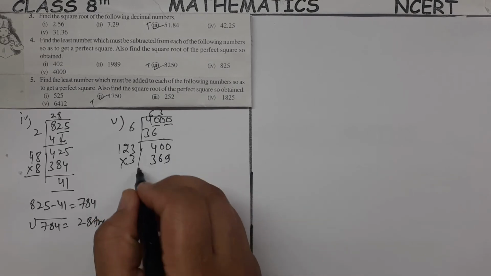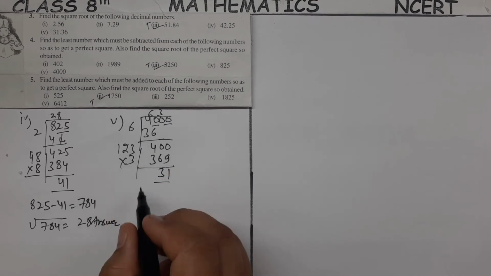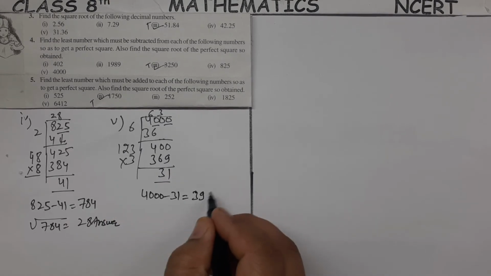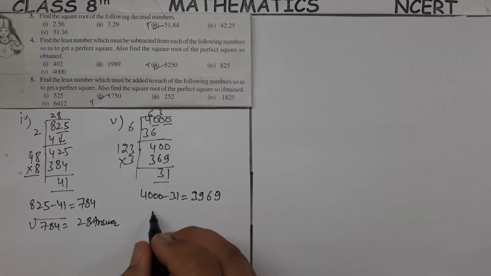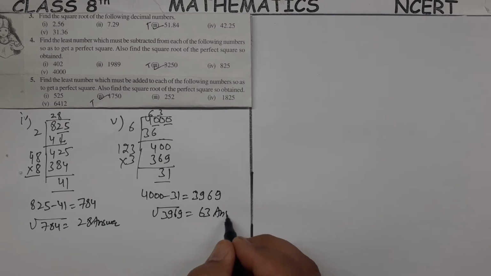Multiplied by 3 we have 369. Remainder is 31. So 31 should be subtracted from 4000. We have 3969. Hence the square root of this number is 63.